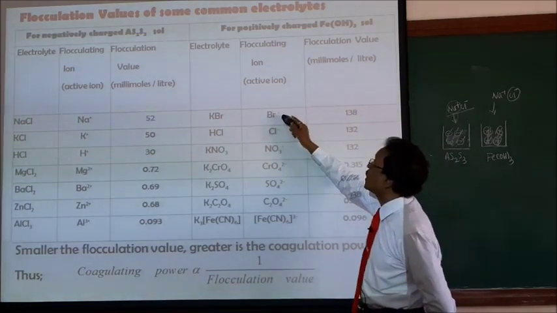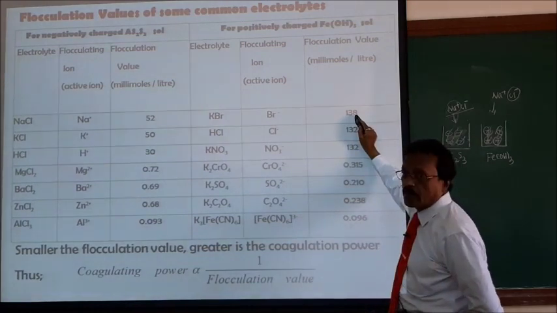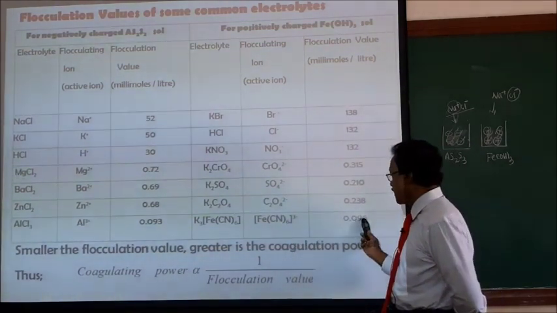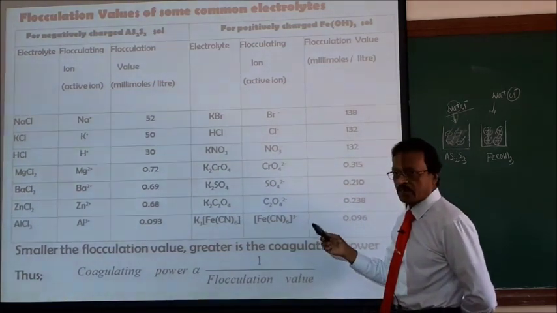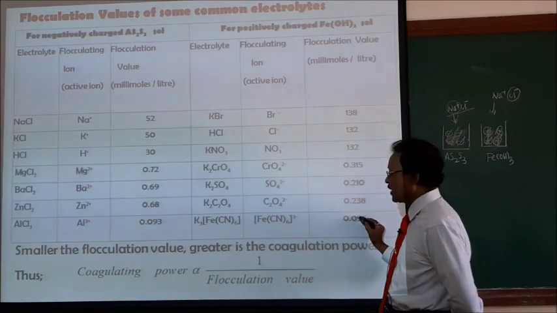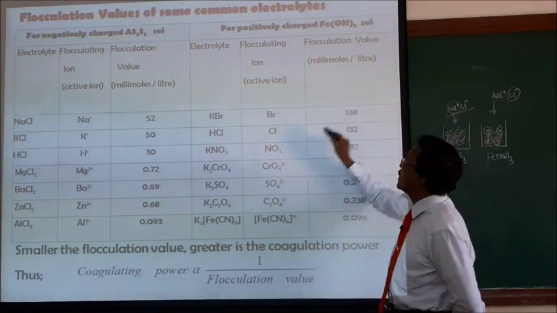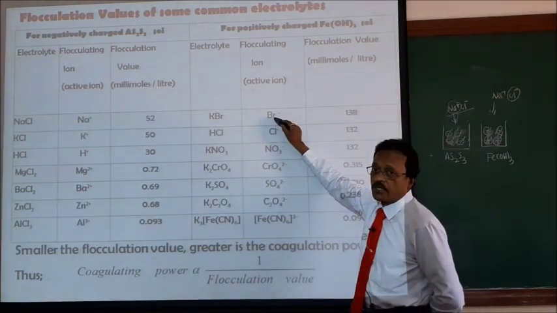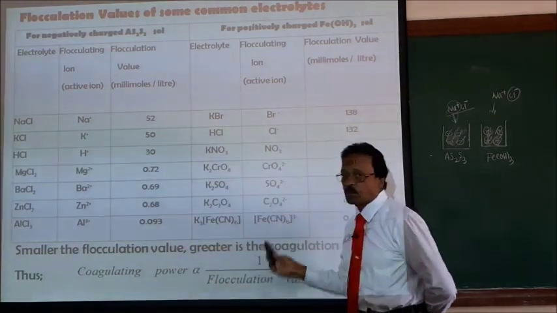If you want to bring about the coagulation of ferric hydroxide positive sol, if you use Br minus, 138 millimoles are required. The same, if we take the ferricyanide, 0.09, approximately 0.1 millimoles is sufficient to bring about the coagulation. That means the lesser the flocculation value, the greater is the power of coagulation, and the greater the flocculation value, the lesser the power of coagulation. That's why it is written that the coagulating power is inversely proportional to flocculation value.